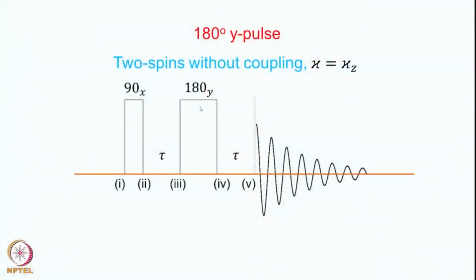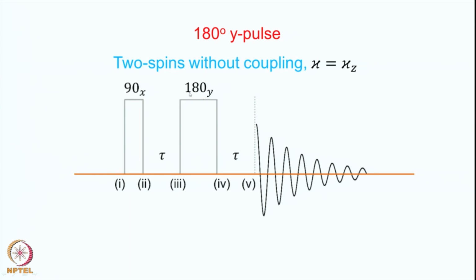We are now going to make a slight variation in this sequence to see what difference it makes, whether the phase of the RF pulse makes a difference, and if it does, in what way. So that is the question we are going to ask. We will simply change the phase of this pulse. Instead of a 180 degree x pulse, we will apply the pulse along the y axis and see what happens.